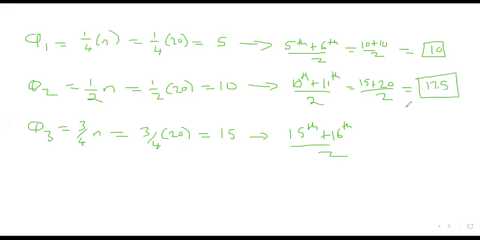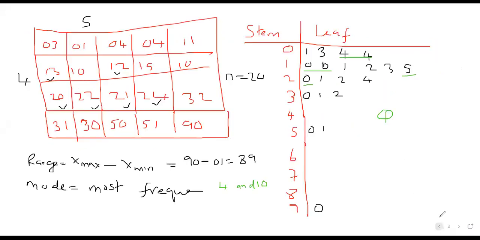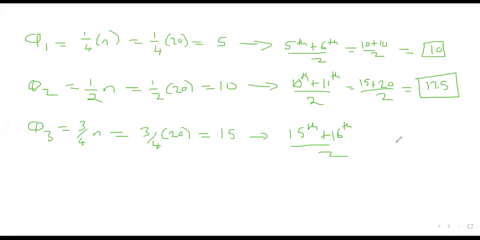All right. Then the 15th and the 16th. So 1, 2, 3, 4, 5, 6, 7, 8, 9, 10, 11, 12, 13, 14, 15, 16. So this is 30 and 31. So 30 plus 31, averaging it, we're going to get what? 30.5. So this is how we find the quartiles.